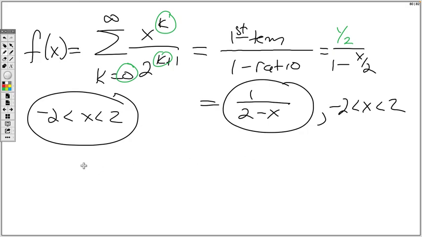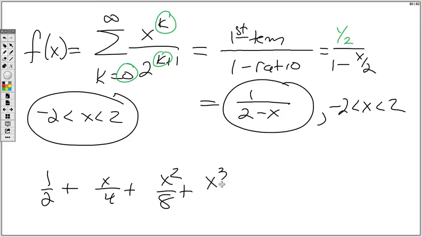So if you write this out longhand, what this says is that 1/2 plus x over 4 plus x squared over 8 plus x cubed over 16 plus ... That's going to somehow add up to 1 over 2 minus x.